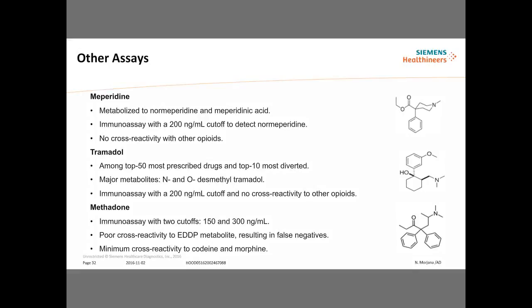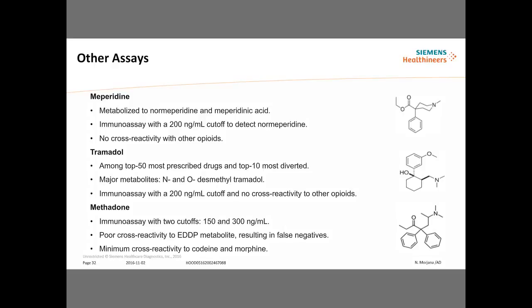Other drugs available in the market for pain testing: meperidine at a 200 nanograms per mL cutoff. There is only one assay currently in the market. It has low cross-reactivity to other opioids. The drug is metabolized to normeperidine, and it's important that the assay have cross-reactivity to this metabolite in order to avoid false negative results.